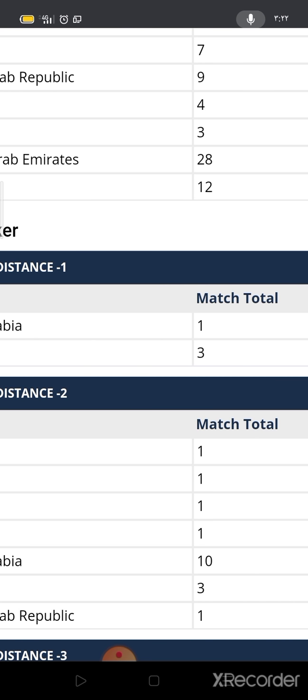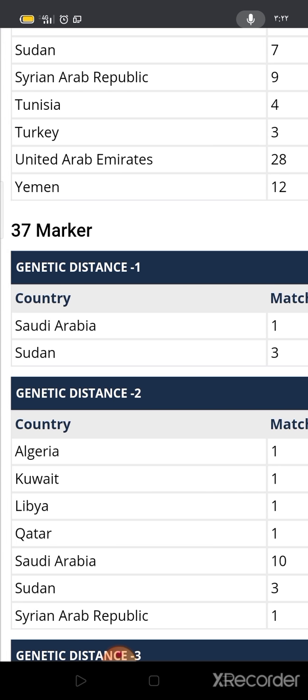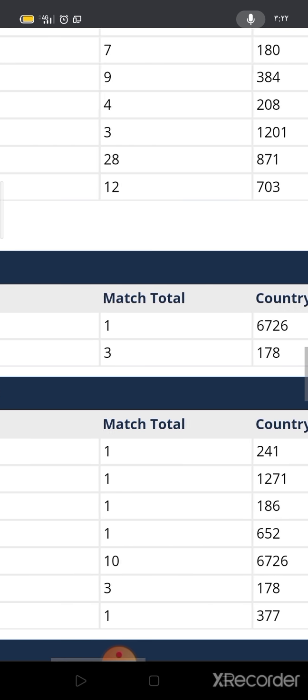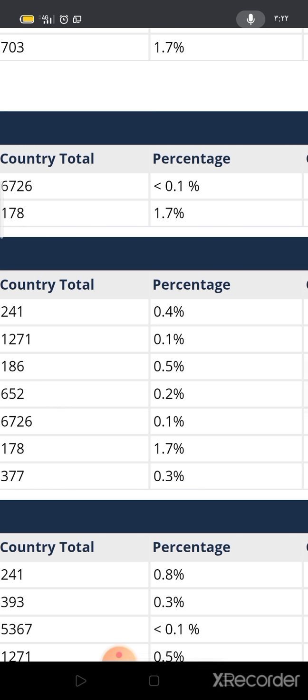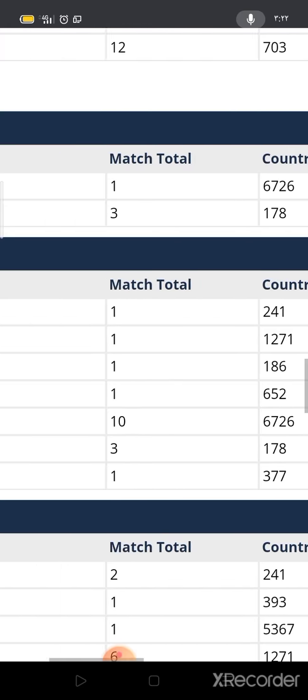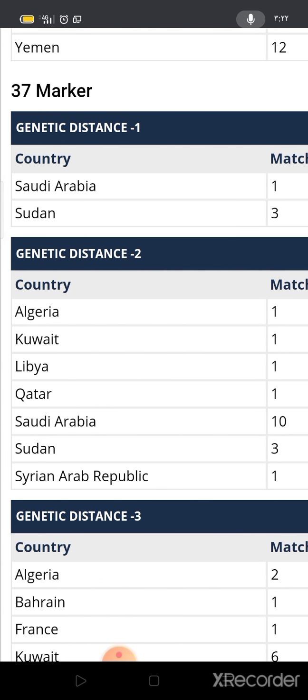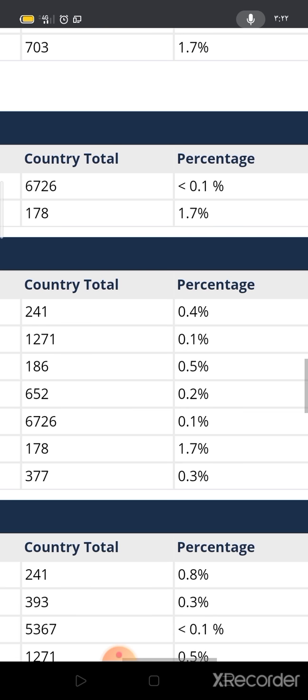Now things are going to be more logical because we are coming closer to the present days. So I have more matches from Sudan than Saudi Arabia at the level of 37 markers of genetic distance 1, because there is no one sharing all 37 markers with me at genetic distance 0. So you will have very good data about your ancestry on this. 1.7% on genetic distance 2, 37 markers. The biggest percentage is from Sudan, 1.7.